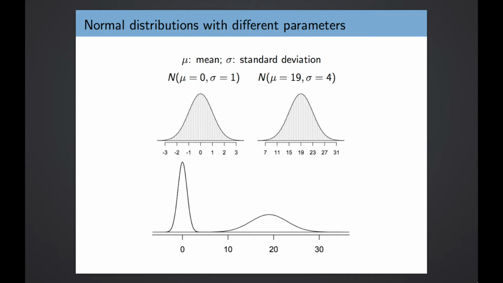So on the left, the distribution has a mean of 0, so on the number line it's centered on 0. And on the right side, the distribution has a mean of 19, it's centered on 19.